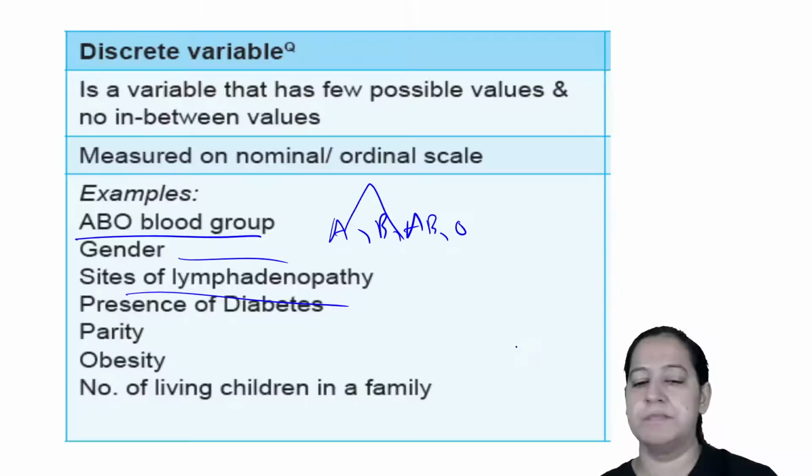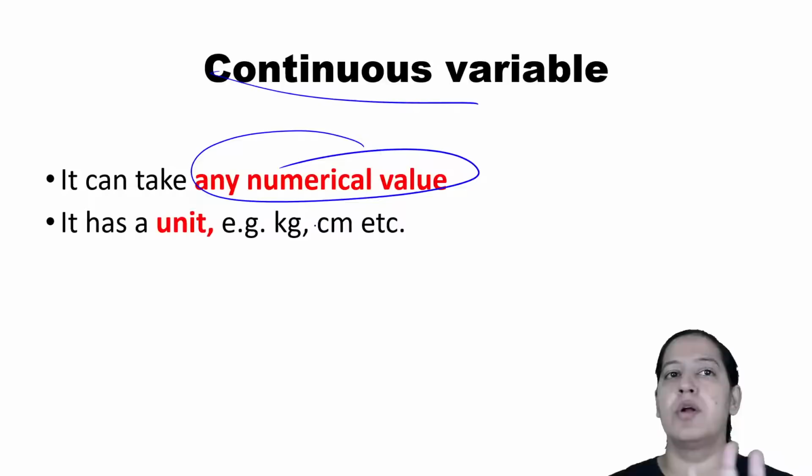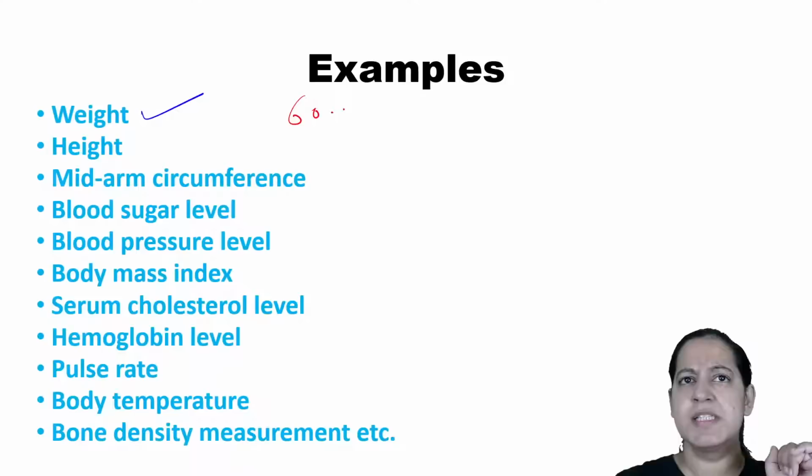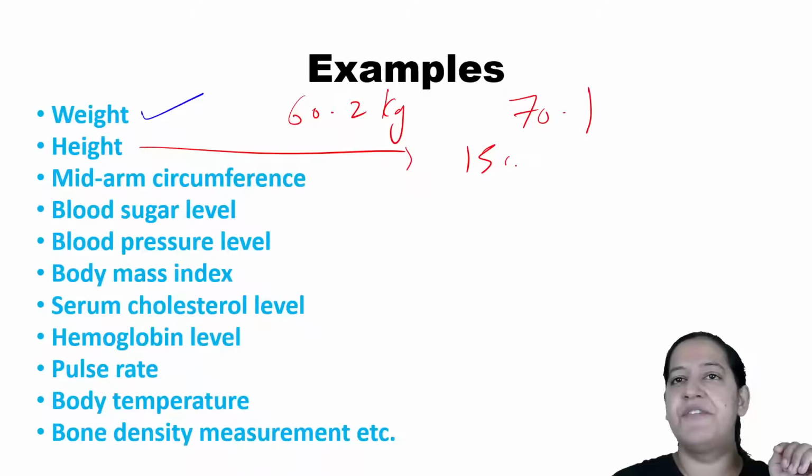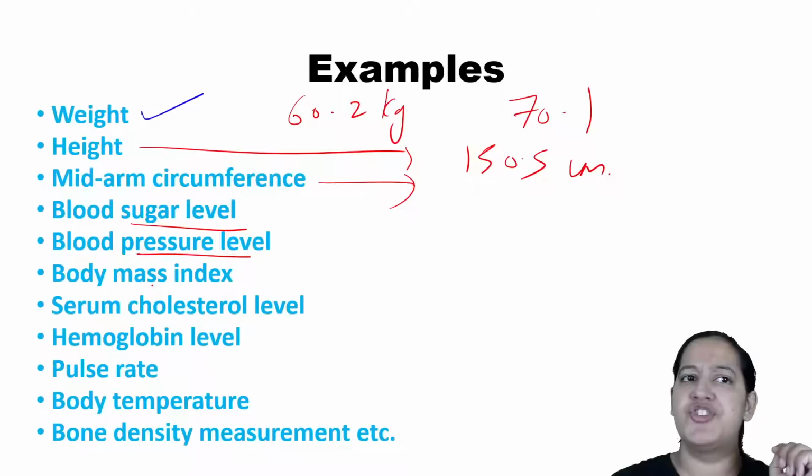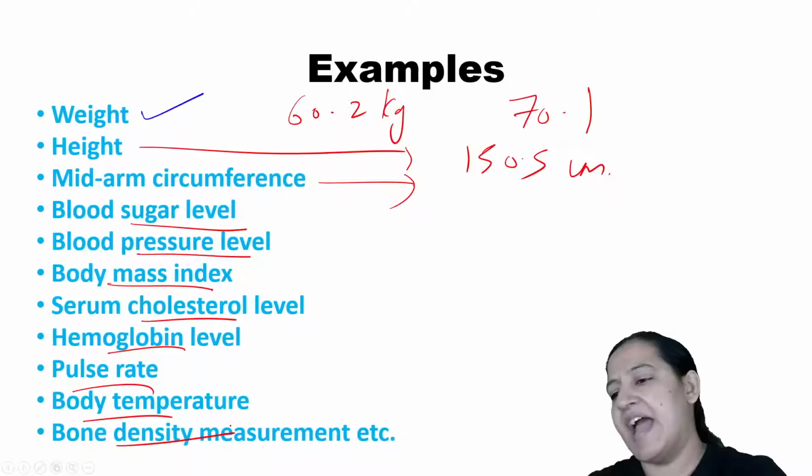In decimal also, in fraction also, and a unit is also there. So let me show the example. What is your weight? Your weight can be 60.2 kg, or 70.1 kg. So decimals are possible. Height can be 150.5 centimeter. It can be anything. Mid-arm circumference, blood glucose level, blood pressure, BMI, cholesterol, hemoglobin, pulse, temperature, BMD. Everything will have in-between values also.